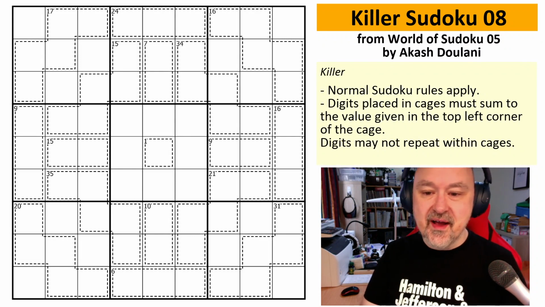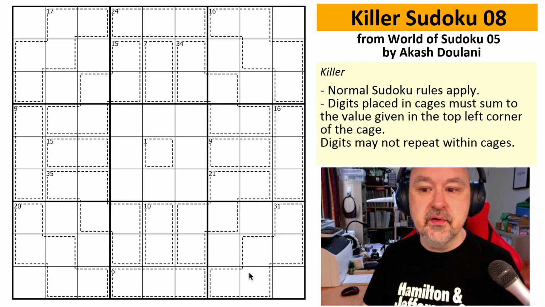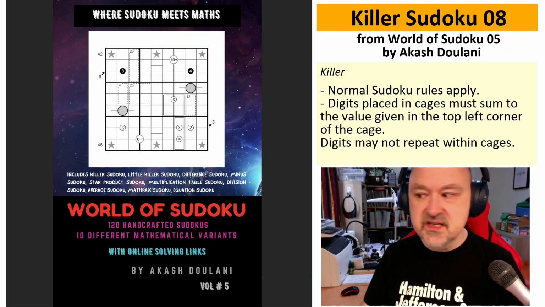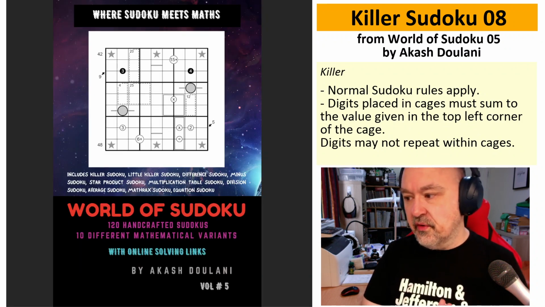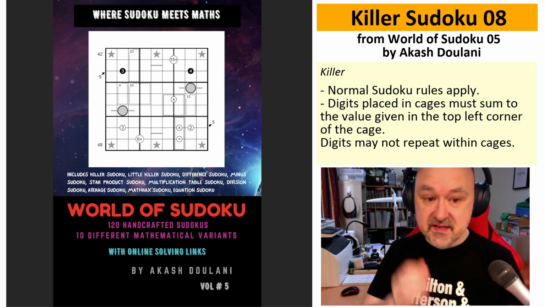This is a puzzle by Akash Doulani, and it's from his most recent book. Akash Doulani releases a series of Sudoku books that each have 120 puzzles, I think, in them. I think one of them actually had more, which are very, very good if you're trying to learn skills. And his most recent book, which is this one, World of Sudoku Volume 5, is 120 puzzles from 10 different mathematical variants.